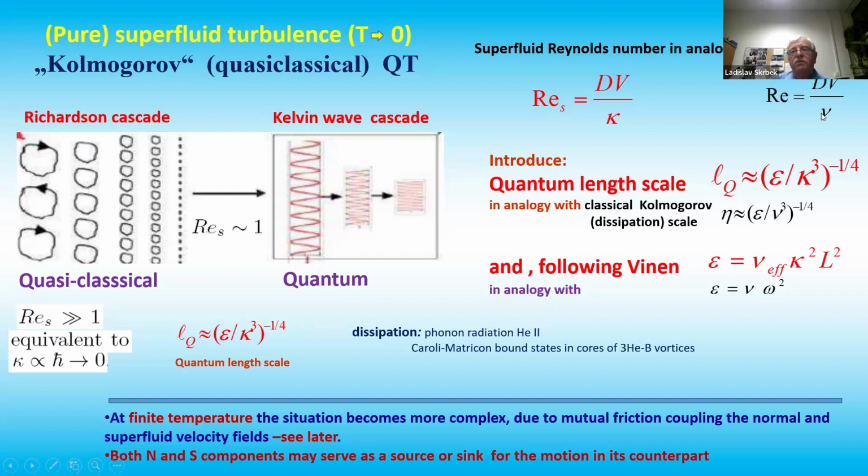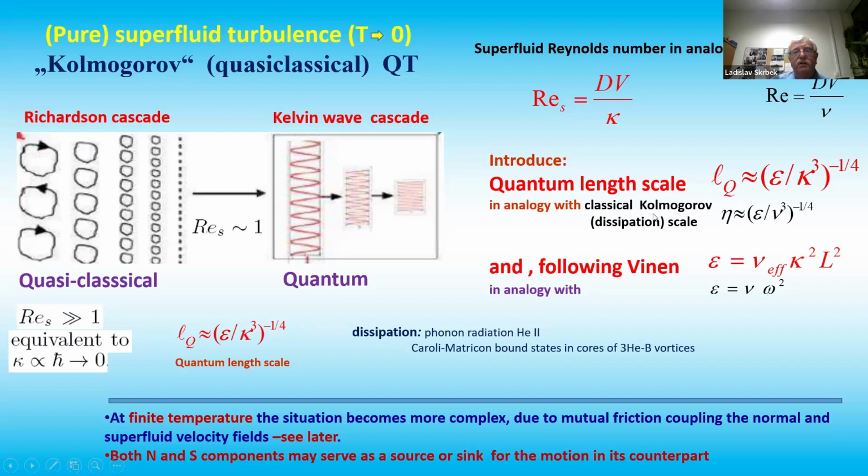But we can actually define the superfluid Reynolds number, which is just the same by analogy, but the kinematic viscosity is replaced by the quantum of circulation. Or in analogy with the classical dissipation scale, we can replace nu in the dissipation scale, and we can define something which we call the quantum length scale, which is epsilon over kappa cubed to the power minus 1/4.